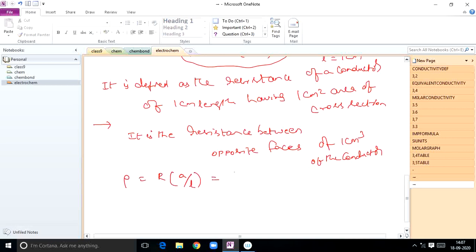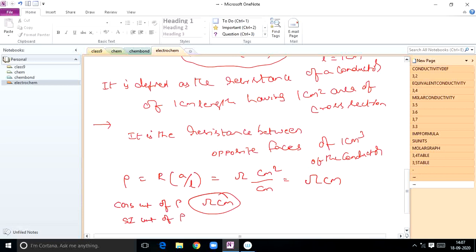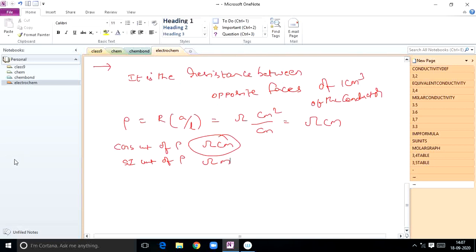So what are the units of resistance? SI unit ohm symbol. In the CGS system, you can take cm square by cm, that is equal to ohm centimeter. So CGS unit of specific resistance rho is ohm centimeter. What is the SI unit then? SI unit of rho, you can call it ohm meter.